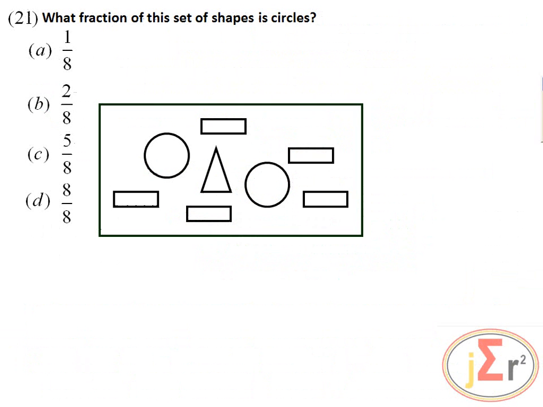Which fraction of this set of shapes is circles? What fraction of the set of shapes is circles? 2/8. I heard Jerry shouting already, 2/8. How do we know that it is 2/8, Jerry? Because there are only 2 circles there. There are only 2 circles, and 4 squares or rectangles, and 1 triangle. Right, 2/8.